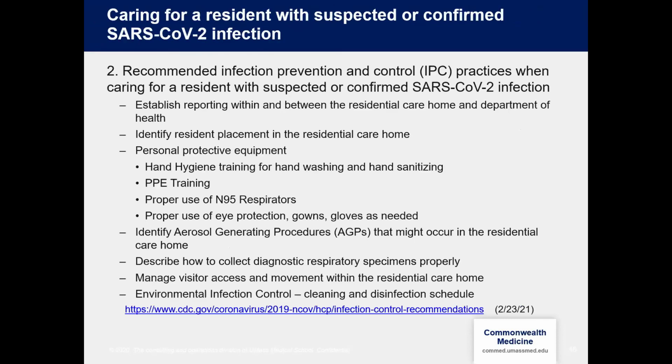The second category they recommend is what you are going to do for your practices when somebody is suspected or confirmed. Establish reporting within and between residential care homes and the Department of Health. I am sure you've done all of these already. Identify resident placement for cases or quarantines or cohorts. All of that has to be determined and probably already was.